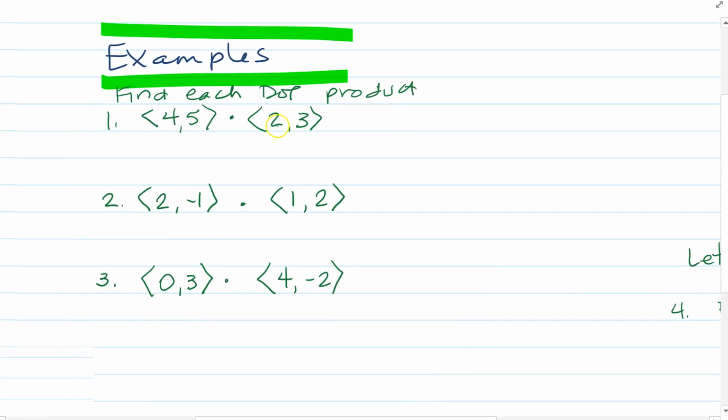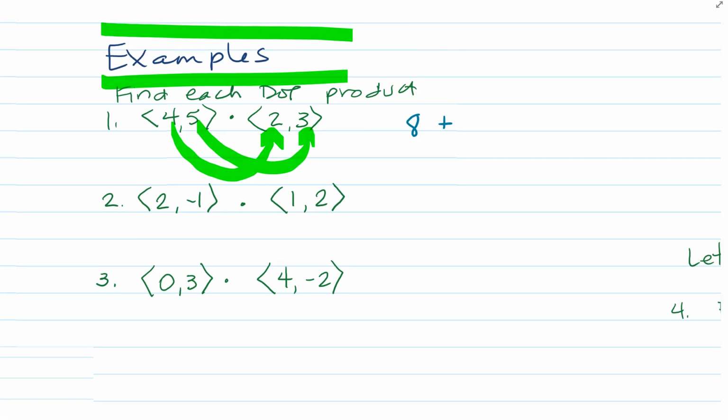Bad memories. All right, here we go. So how do I find the dot product here? Well, I'm going to take this first 4 times that 2, and I'll get 8. I'm going to add that to this product of 5 times 3, which is 15. So the dot product here is 23.